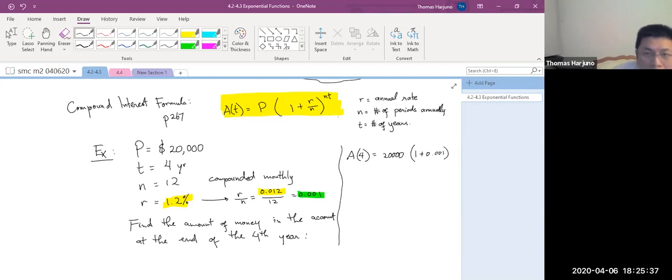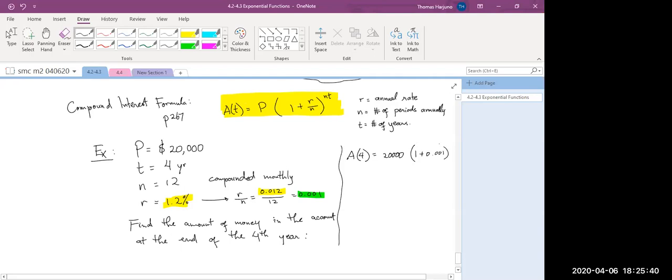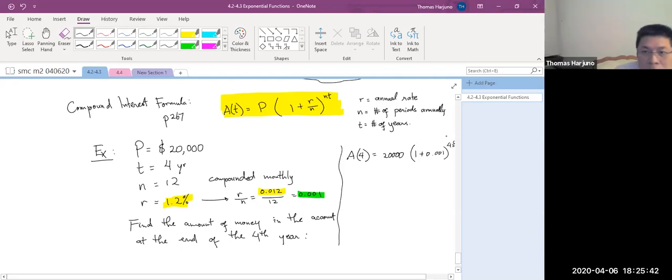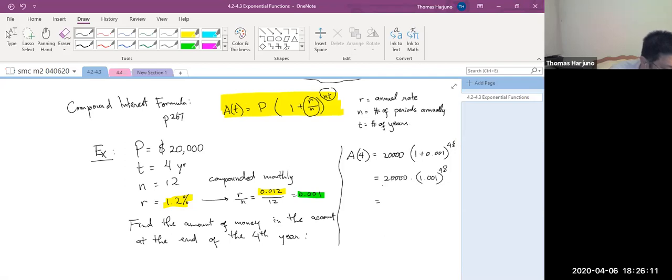In 4 years, then how many periods? 48. So you see that this NT here is actually the total number of periods, and this R over N is the periodical rate. So this will be 20,000 times 1.001 to the power of 48. Now, let me ask you to use your calculator to compute this. We will only do one example from here, but I need to make sure you know how to use your calculator to compute this.